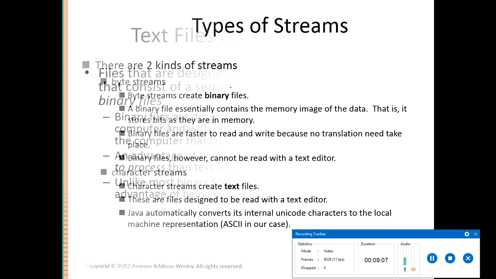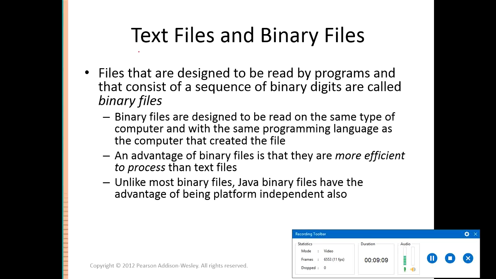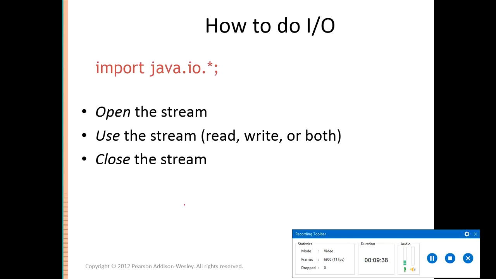Alright, going ahead. So text files and binary files. Files that are designed to be read by programs and that consist of a sequence of binary digits are called binary files. And binary files are designed to be read on the same type of computer with the same programming language. Advantage of binary files is that they are more efficient to process, they are faster to process. And also Java binary files have the advantage that they are platform independent.